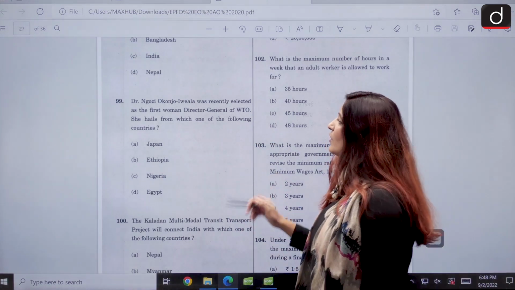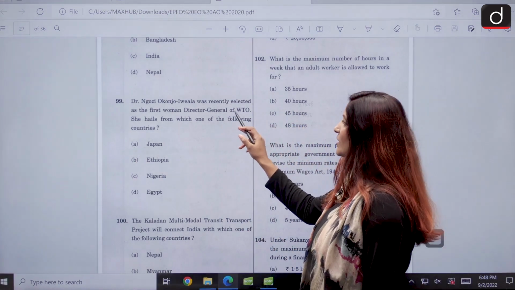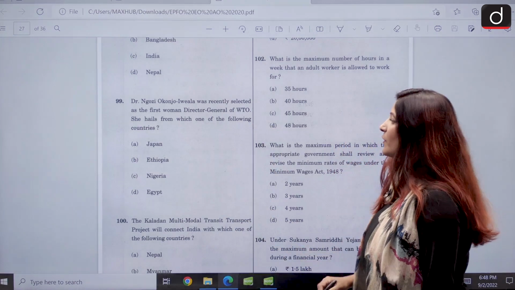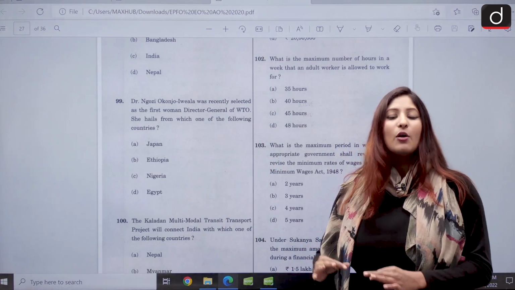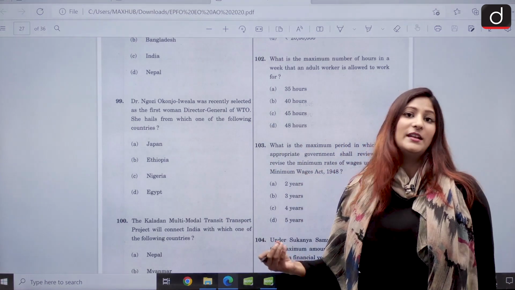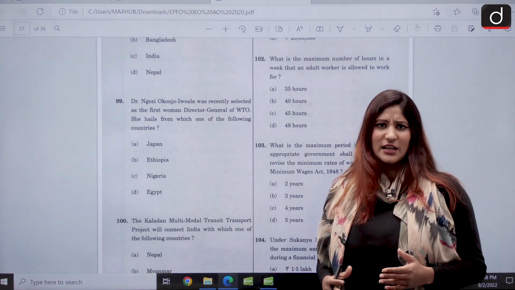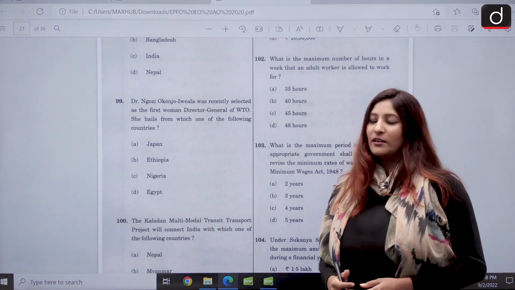Dr. Ngozi Okonjo-Iweala was recently selected as the first woman Director General of WTO. She hails from which of the following countries? Because she belonged to an African country, this question has become so important for so many examinations. Anything of this nature that happens, very unique, do read about that. Okay.